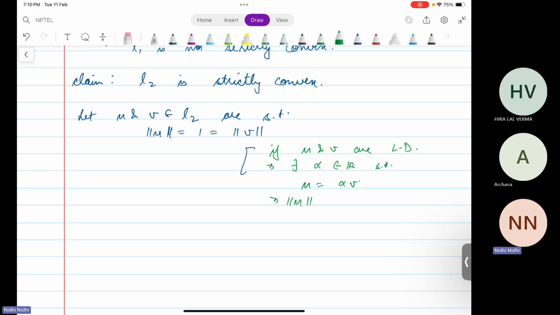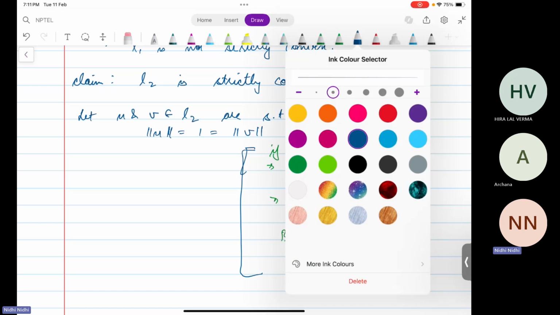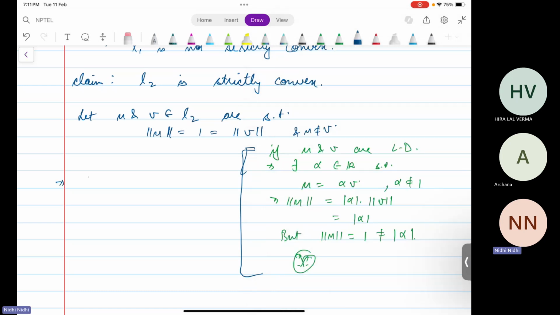And in that case, u is not equal to v, no? Since u is not equal to v, alpha should be not equal to 1. Norm u is equal to modulus alpha times norm v, which is mod alpha. But we know that norm u is equal to 1, which is not equal to mod alpha. Now this gives us a contradiction. Therefore, they should always be linearly independent. This implies the set u, v is linearly independent.